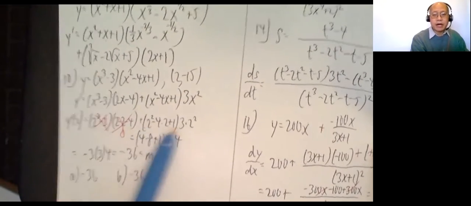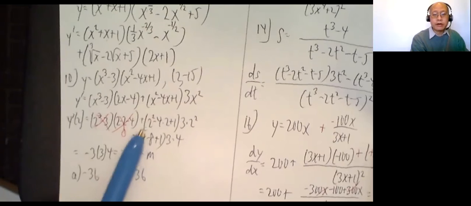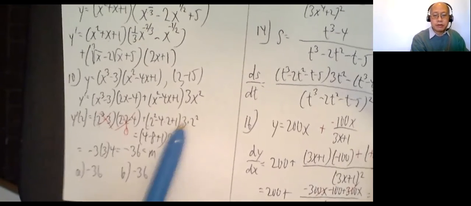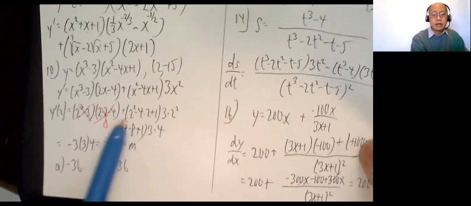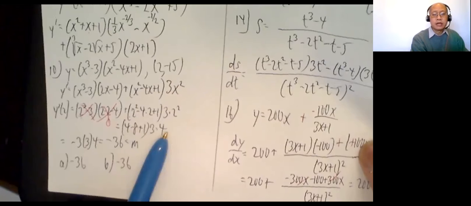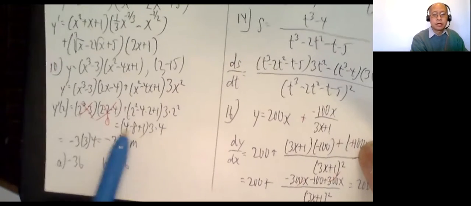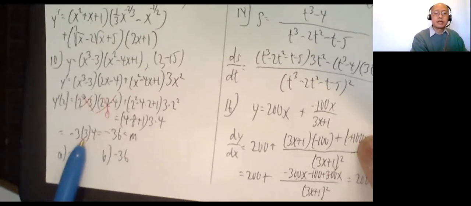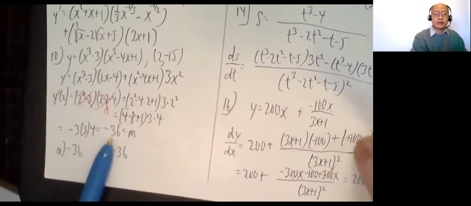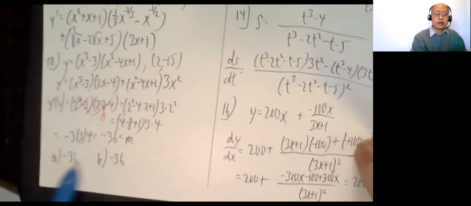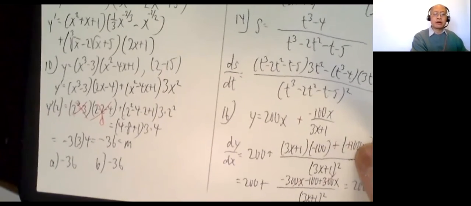Now this does not get wiped out. So put a 2 here: 2 squared minus 4 times 2 plus 1 times 3 times 2 squared. Okay, so clean that up. That's 4 minus 8 plus 1 times 3 times 4. So 4 minus 8 is negative 4 plus 1 is negative 3. So negative 3 times 4, which is negative 36. That's my slope. So therefore, the answers to both A and B are negative 36.